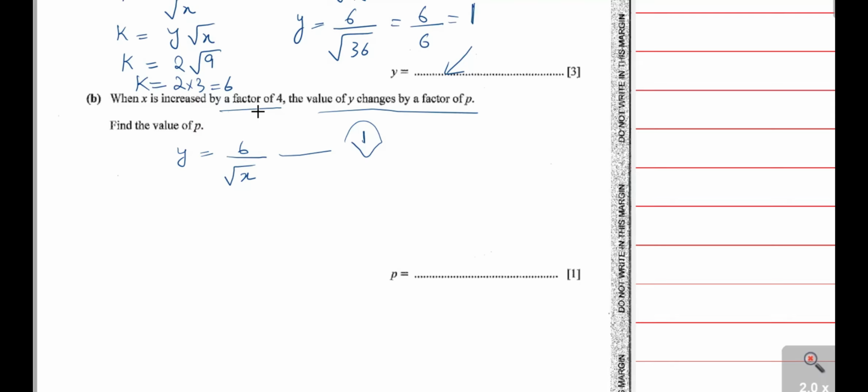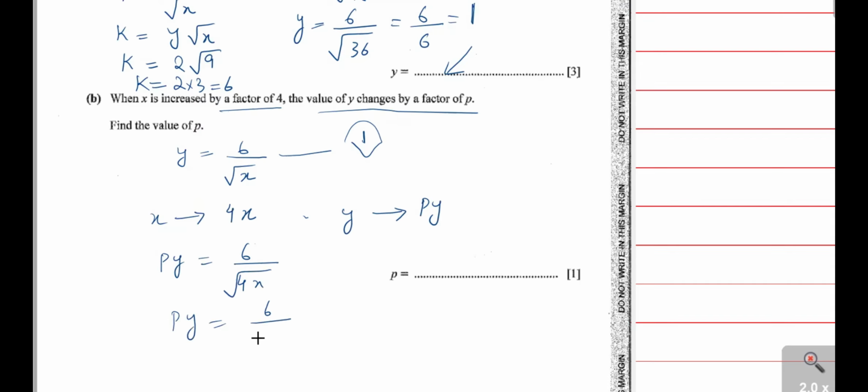Next, part B: when x is increased by a factor of 4, y changes by a factor of p. Find the value of p. Look here, this is the equation y equals 6 over square root x. Here x is increased by a factor of 4, therefore x becomes 4x. And y changes by a factor of p, so y becomes py. Substituting these values, we can write py equals 6 over square root of 4x, and we can write this as py equals 6 over 2 square root x.